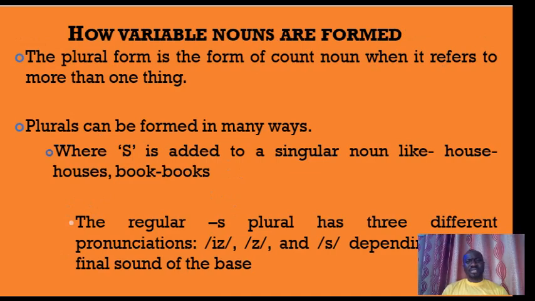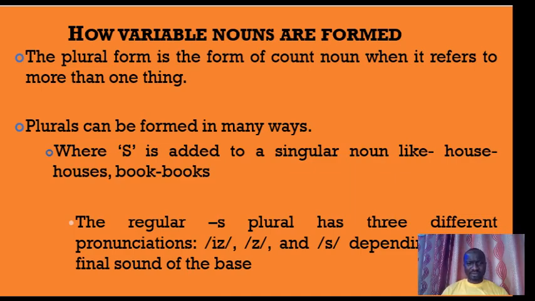How variable nouns are formed. Now let us look at how variable nouns, those which can have a plural as well as a singular, have a special way of forming themselves. One, the plural form is the form of count nouns when it refers to more than one thing. Two, plural can be formed in many ways.